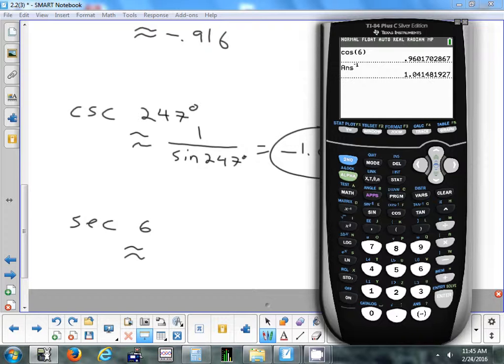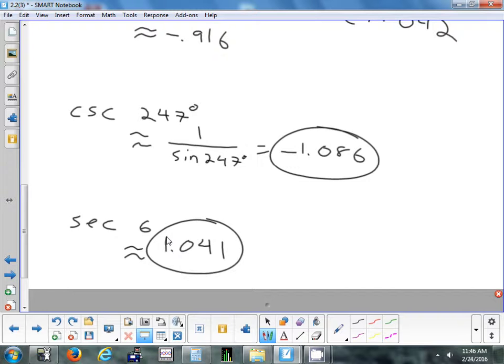Some of those calculators do as well. They have the same button. If you don't have it, just type 1 divided by, and then type in 0.96017. Did anybody else get 1.041? Who got that? Okay. And if I was going to ask you to do cotangent, which function would you have to use and then flip? Tangent. Right, so any questions on that?